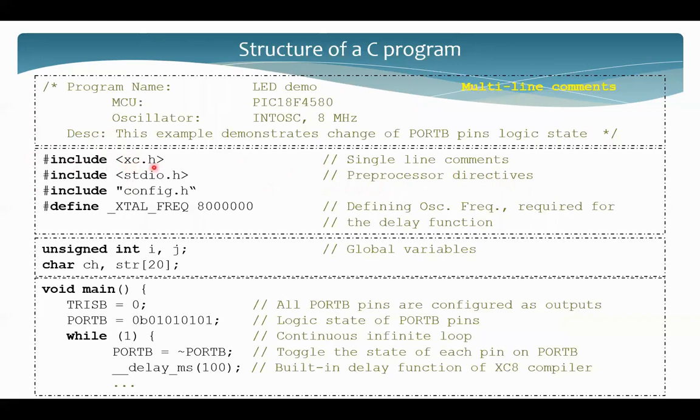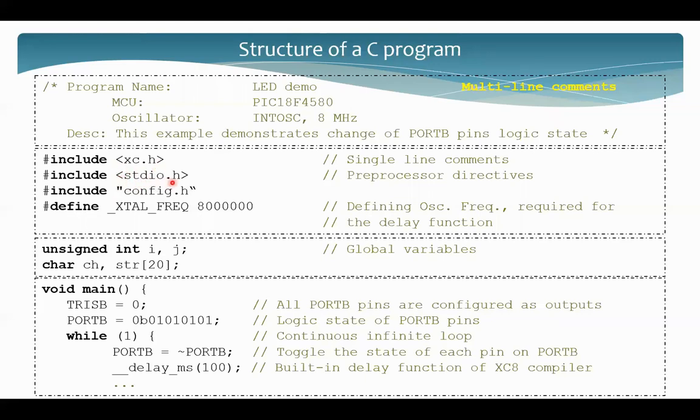Now xc.h is a header file which is part of the XC8 compiler, and this header file defines the internal architecture of a PIC microcontroller. Similarly, we include another header file known as stdio.h, which is the standard input and output header file, and the third header file included here is config.h. This configuration header file contains the configuration bits that we define using the configuration bits table in MPLAB X.